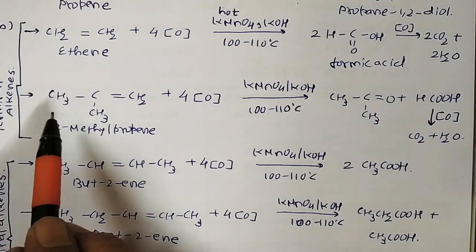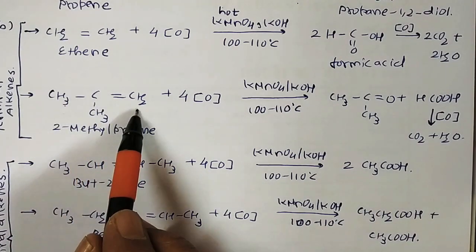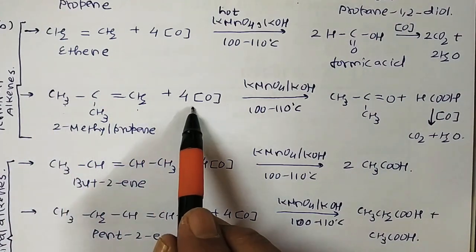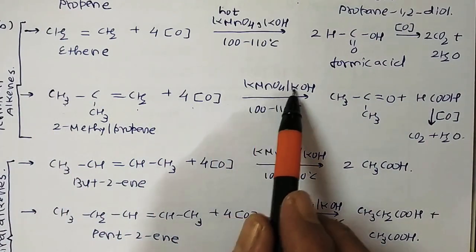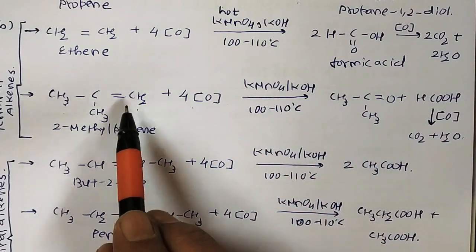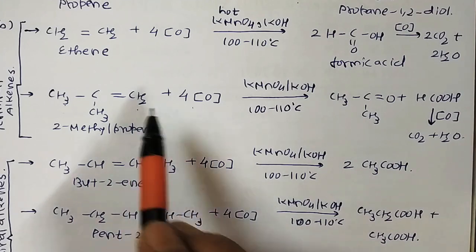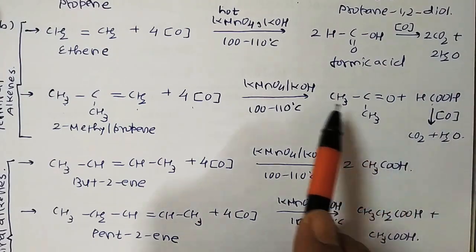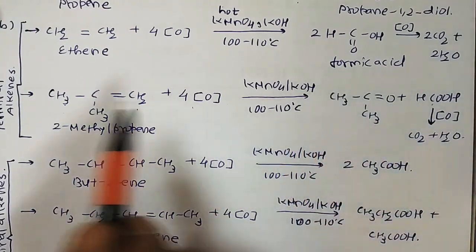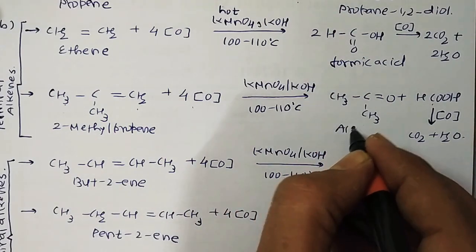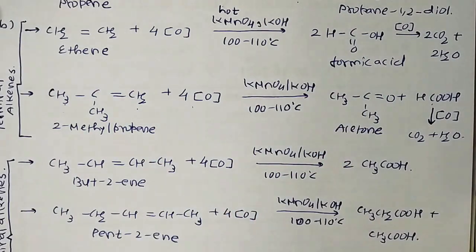Now we come to CH3-CH=CH2. It's the same, a terminal alkene. When it reacts with nascent oxygen, KMnO4, KOH at 100 to 110 degrees centigrade, as we know, in any case of terminal alkene we first get the product formic acid. The oxidation state of formic acid is too low, so it's converted into CO2 and H2O, and we get as a product from 2-methylpropene acetone. The name of this particular compound is acetone.